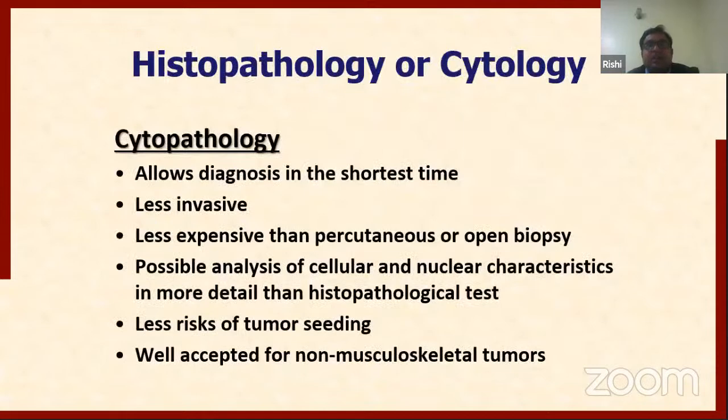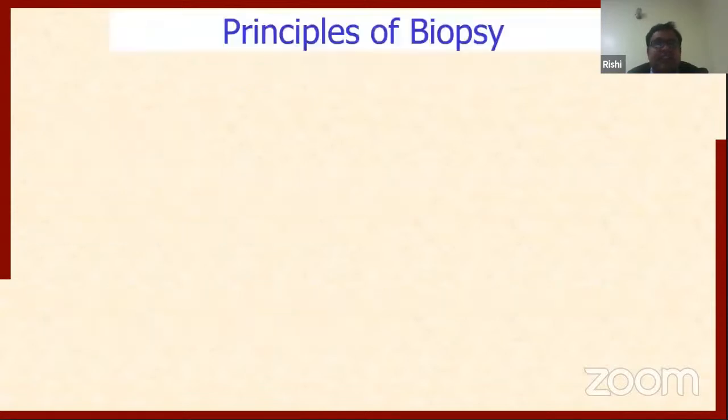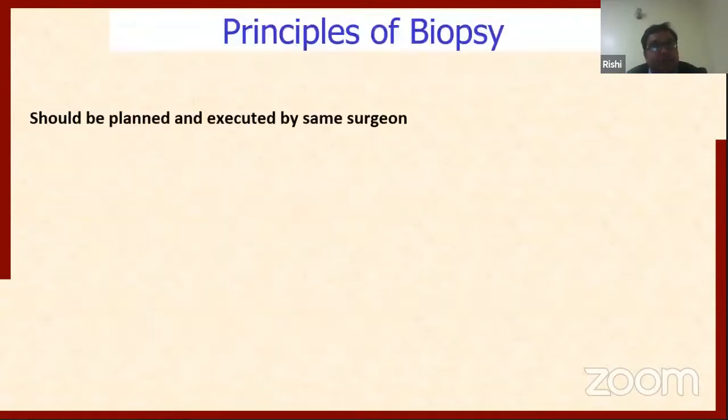And cytopathology, although the complications with FNAC are very less compared to core biopsy, we don't want to do FNA for bone tumors because it is difficult to analyze architecture. And without the matrix of the lesion and architecture, you cannot come to a definitive diagnosis of a bone tumor. Also, histological grading is not possible with FNAC, but sometimes for a recurrent or a metastatic disease you can do an FNAC.